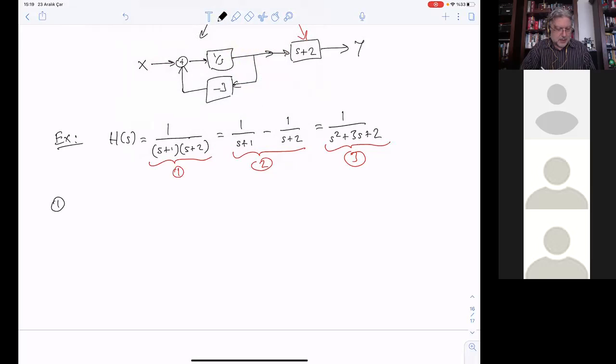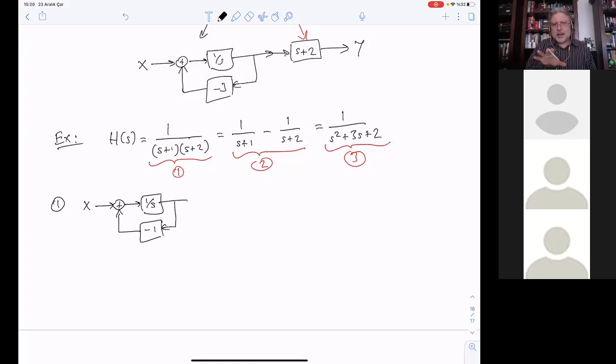Realization number 1 is maybe the simplest because it consists of two cascaded first order systems. One of them is 1 over s plus 1, the other one is 1 over s plus 2, and we multiply them. So there is h1 and h2. h1 is 1 over s plus 1, h2 is 1 over s plus 2, cascaded in the Laplace domain. So we have an x going into a first order system whose implementation we know from our previous experience to be like this. This is 1 over s plus 1.